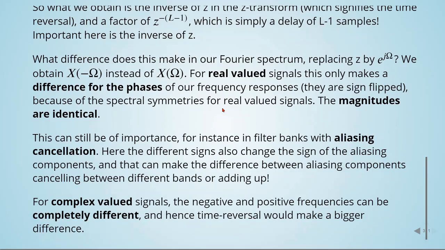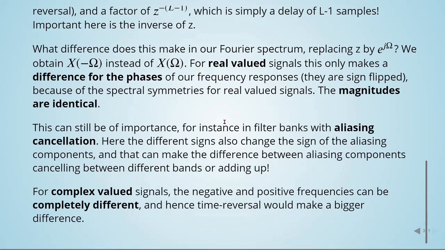This can still be of importance, for instance, in filter banks with aliasing cancellation. Here, the different signs also change the sign of the aliasing components, and that can make the difference between aliasing components cancelling between different bands or adding up. For complex valued signals, the negative and positive frequencies can be completely different, and hence time reversal would make a bigger difference.